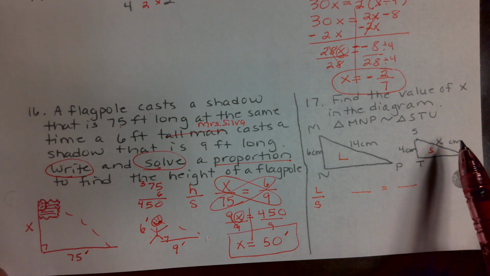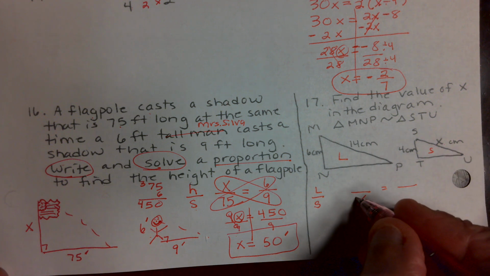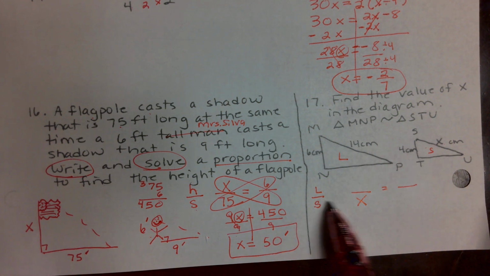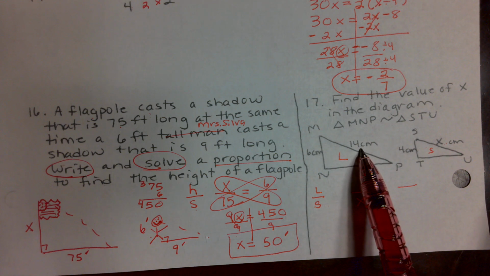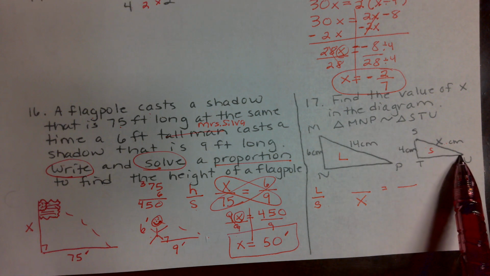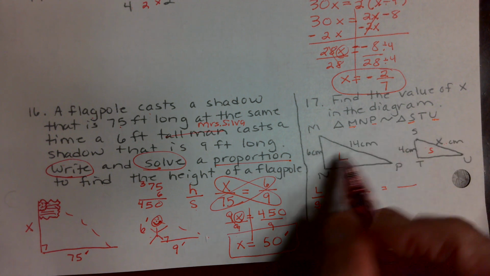So let's see here. I want to make sure I include the x. The x is my small. So I'm going to just put that in right away, and I'm going to put it in the place of the small. What side is corresponding to the small? It looks like this one. But I'm going to make sure by looking up here, SU. So SU is the same as MP. Yep.